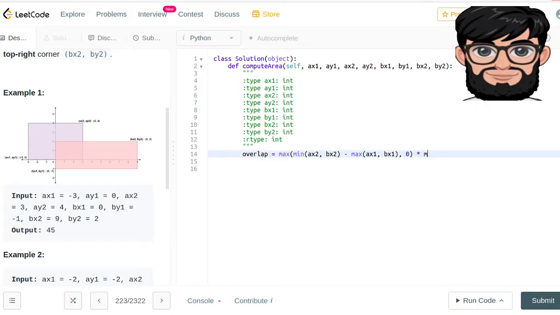Similarly, we're going to be calculating the y coordinate overlap. For that, we're going to say something positive or 0. In this case, we're gonna be having the minimum between the ay2 and by2, negative maximum of, basically the starting points of the y coordinate, which is the ay1 and by1.